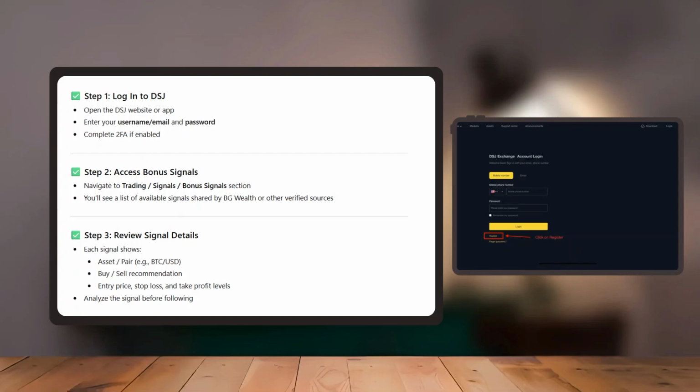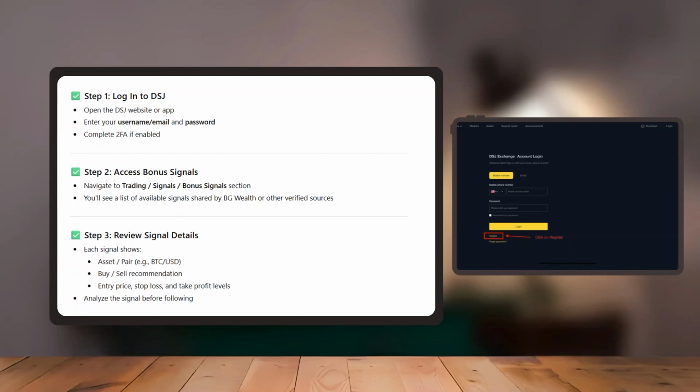Log in using your username or email and password, and complete two-factor authentication if it's enabled. Next, navigate to the trading section, then go to signals and select bonus signals. Here, you will see a list of available signals shared by BG Wealth or other verified sources.